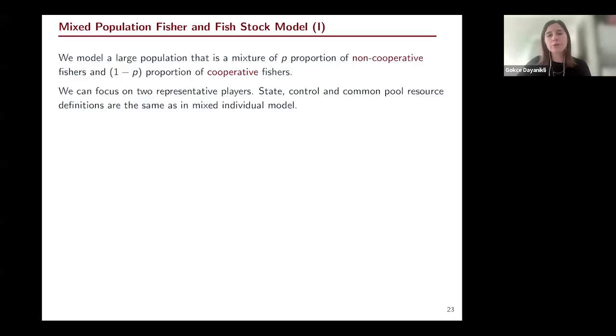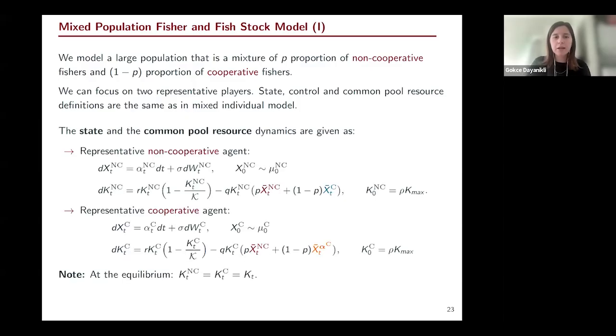For the mixed population, again, I'm looking at the spatial case where I assume we have p proportion of non-cooperative fishers and 1 minus p proportion of cooperative fishers. So in this case, we are going to focus on two representative players, as I discussed in the general formulation, and we are going to have the representative non-cooperative agent dynamics and the cooperative agent dynamics as follows.